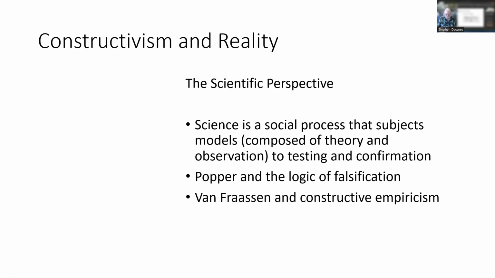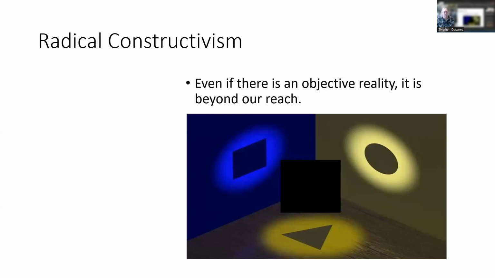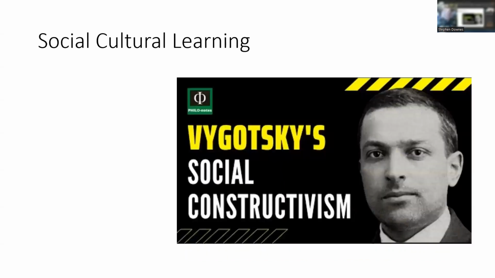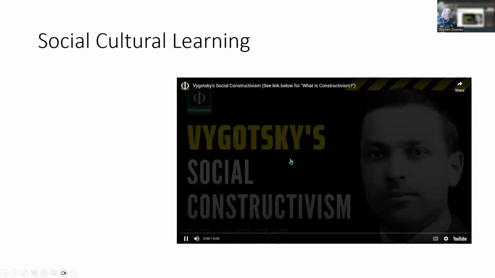Radical constructivism, by contrast, does away with the objective reality. And I'll admit, I'm more partial to this than the others. It says that even if there is an objective reality, might be, might not be, that objective reality is beyond our reach. All we have are the different perspectives. And we can work together and construct an objective reality, but there's no reason to believe that what we've constructed is or is not actually representative of the world that's out there. So let's think about that.